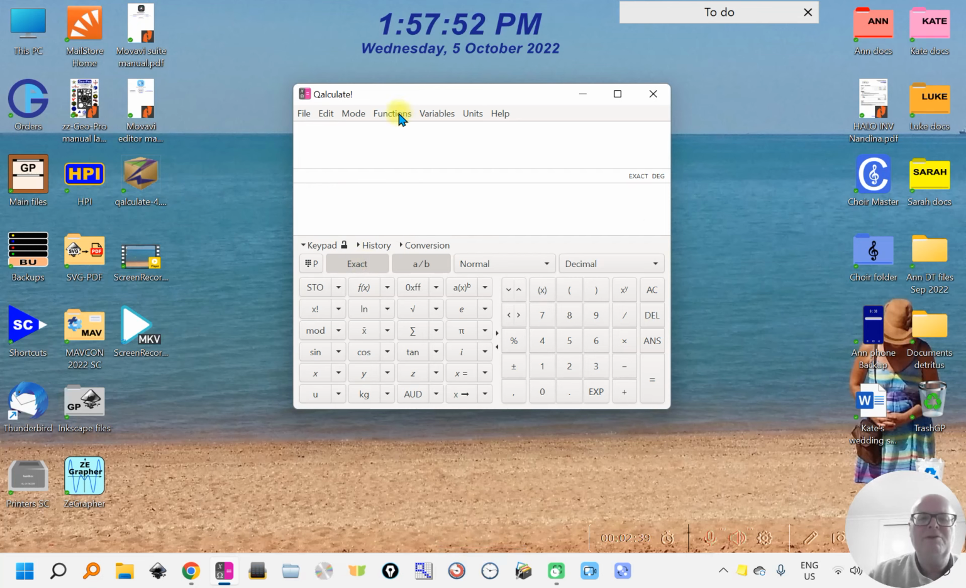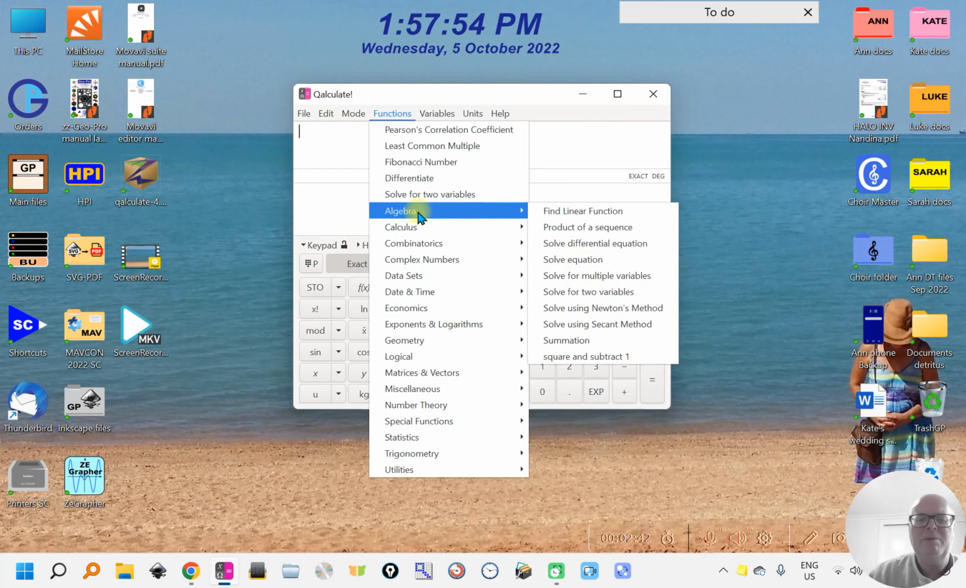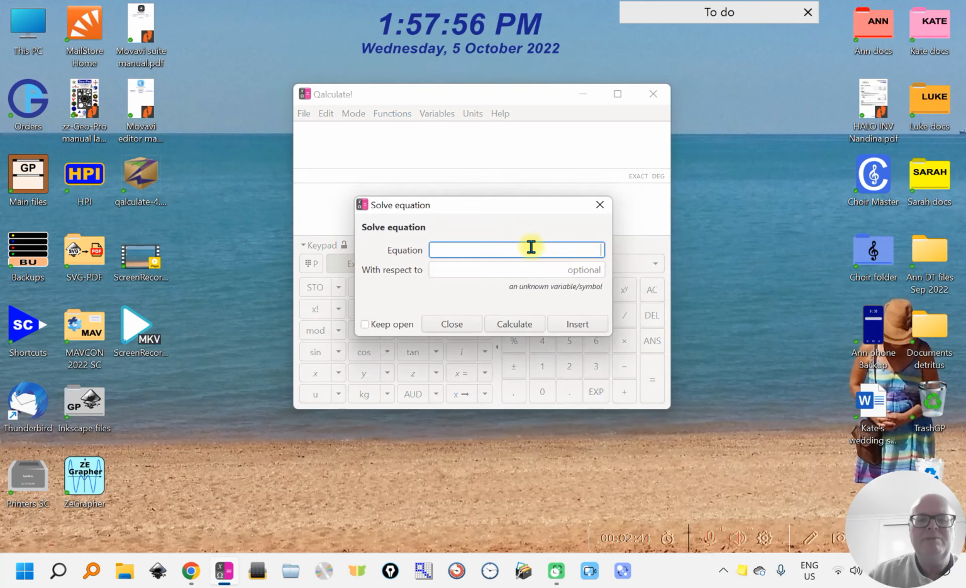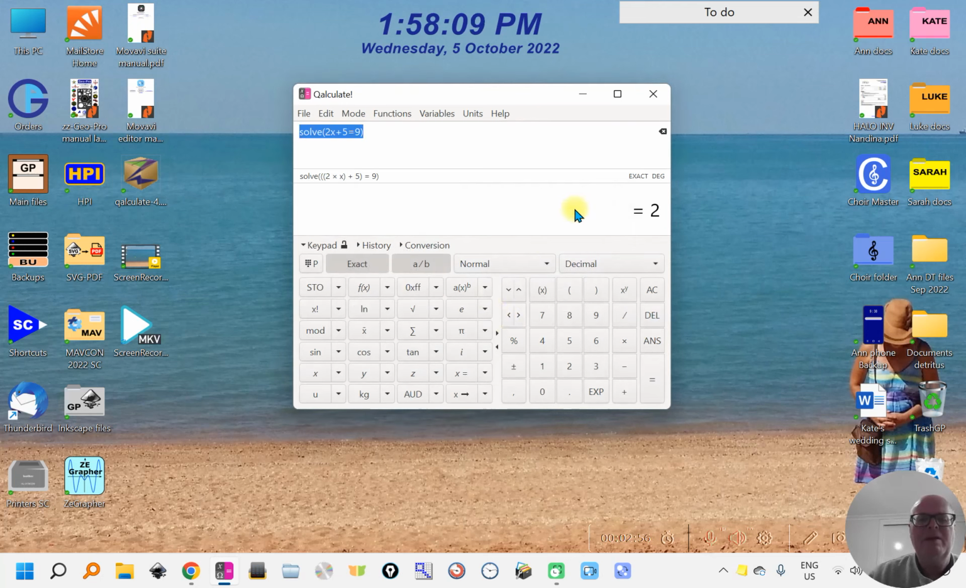Another function that could be handy is under algebra and solve equation. You can type in an equation and put in an x here, but I don't think you have to always. Just calculate, and x equals 2. There's the solution, which is correct there.